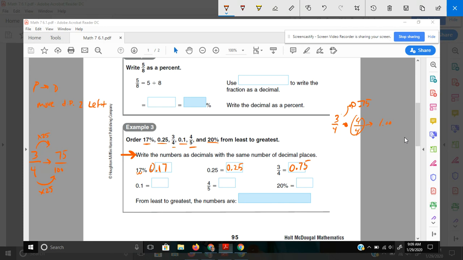Okay. Next up, 0.1. Perfect. It's already in decimal form. I'm going to add a 0 to the end so that I have 2 spaces after the decimal, just like I do in all of these numbers.